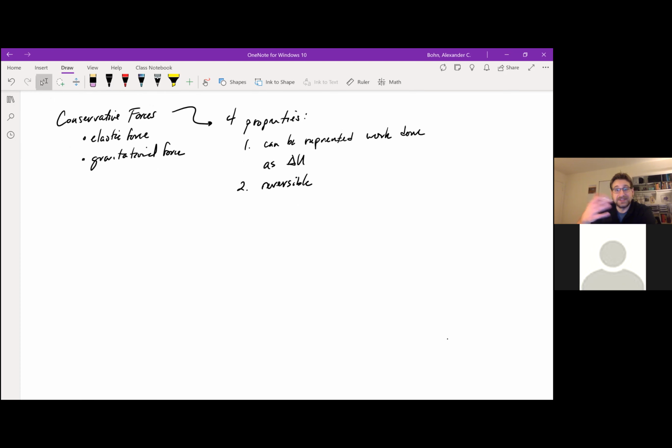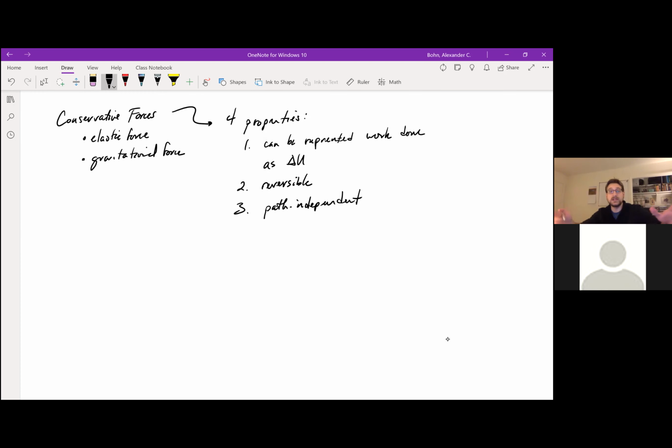Friction, for example, is not reversible. It always does negative work. We can't turn this around. We don't get back to where we were. Three, it is independent of the path that we take to get from point A to point B.